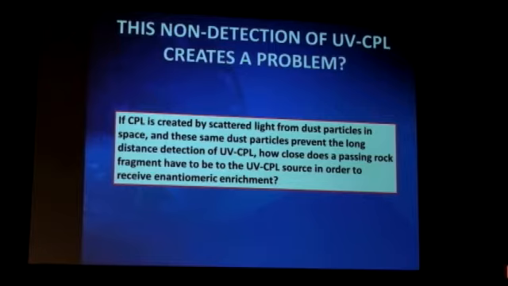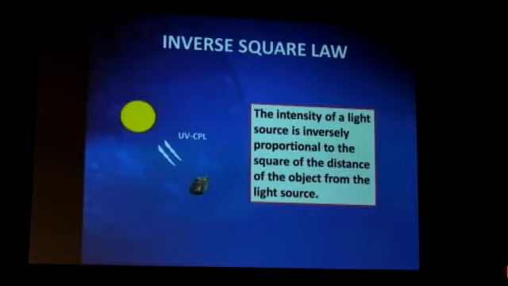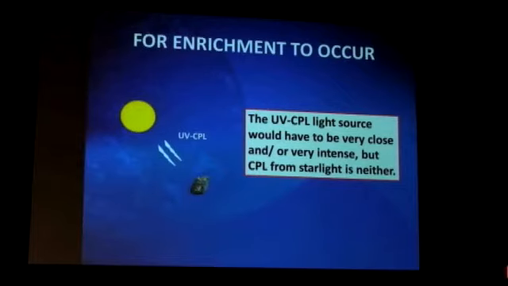If CPL is created by scattered light from dust particles in outer space, and these same dust particles prevent the long distance detection of UVCPL, how close does the passing rock fragment have to be to the UVCPL source in order to receive an enantiomeric enrichment? And that's a very critical question to ask, because of the inverse square law of physics, which says that the intensity of a light source is inversely proportional to the square of the distance of the object from the light source. So in order for some passing rock fragment to get enriched by CPL from a starlight, it means it's going to have to get either very close or close to a very intense light. And it turns out that CPL is neither one. It's neither close, neither intense.